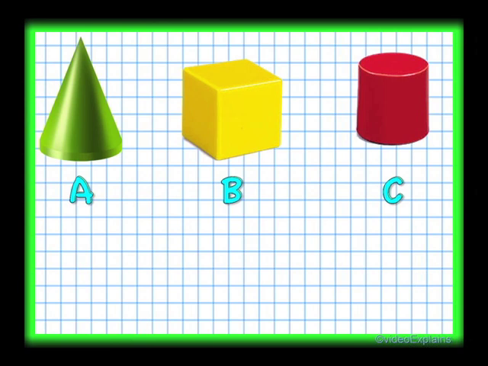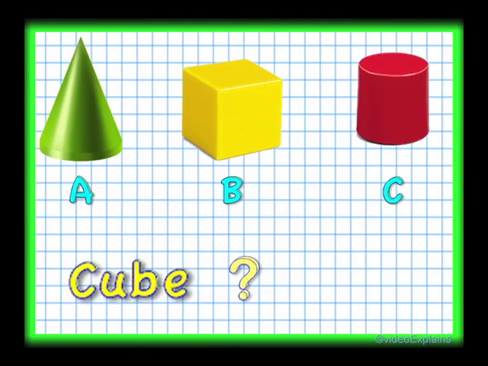A, B, C are three different shapes. Which one of these is a cube? You have 10 seconds to guess the answer.